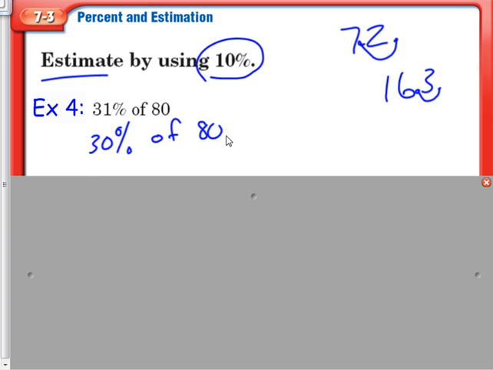First thing you want to do is find 10%, so we move the decimal one spot to the left. So 10% of 80 is 8, but we want 30%, so then we got to multiply by 3. So 3 times 8 is about 24.